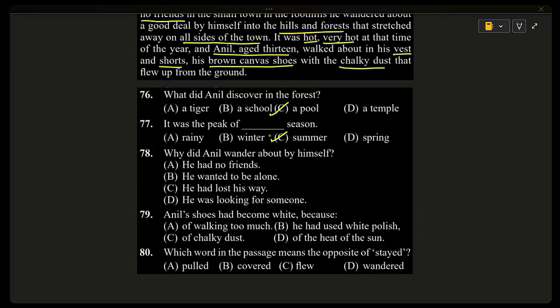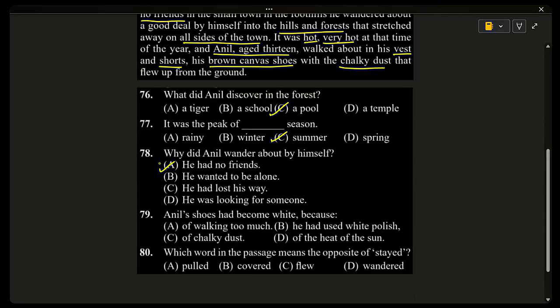Now, 78th one. Why did Anil wander about by himself? What did he think about himself in that small town where he visited? He had no friends. Yes, he did that. He wanted to be alone? No, he tried to make friends, but there were no friends. He had lost his way? No. He was looking for someone? No. So he was wandering about. He had no friends.